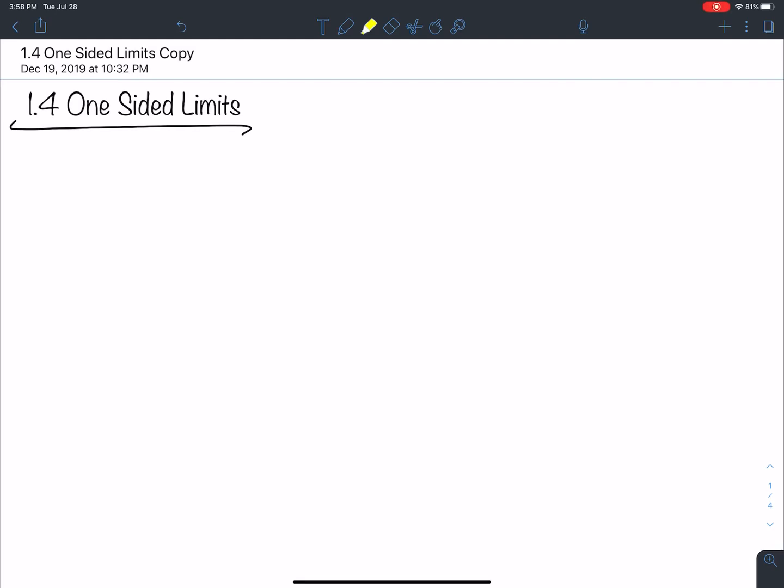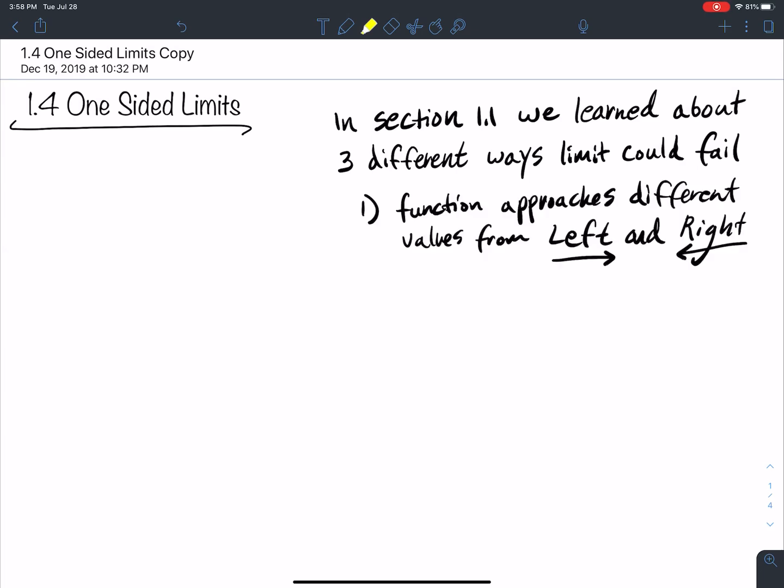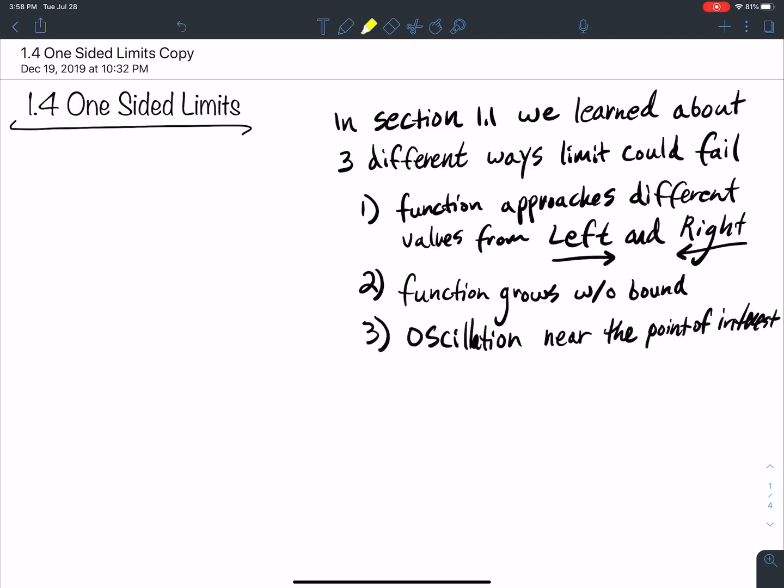In this video, we're going to talk about one-sided limits. In section 1.1, we learned about three different ways that limits could fail. The first way was that the function approaches values from the left and the right, and they don't line up. The second way is that the function grows without bound. And the third way is that you had oscillation near the point of interest.